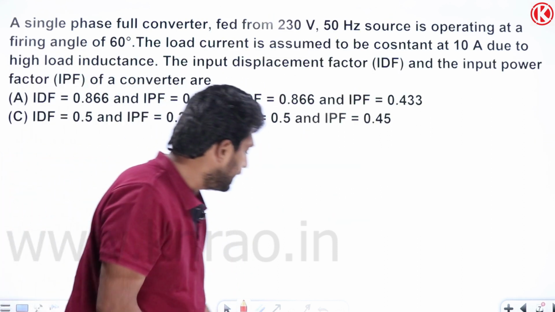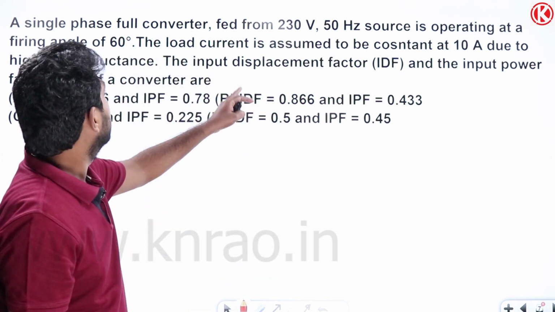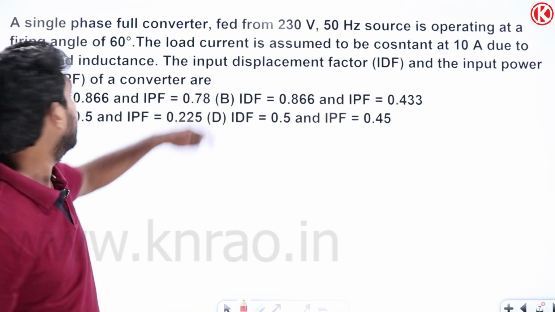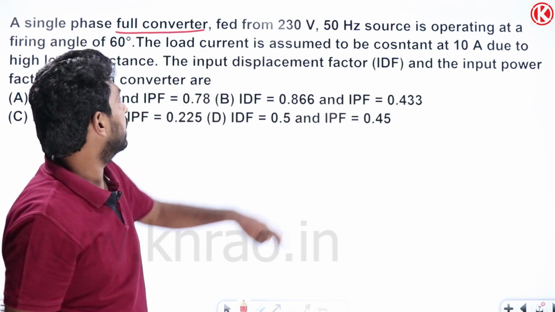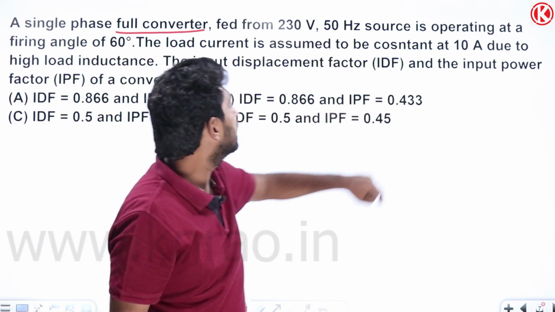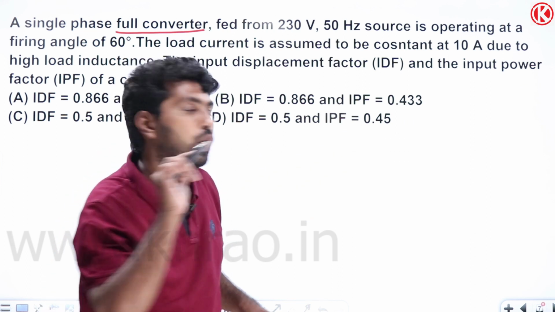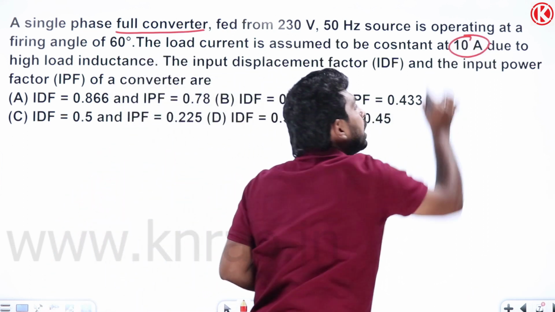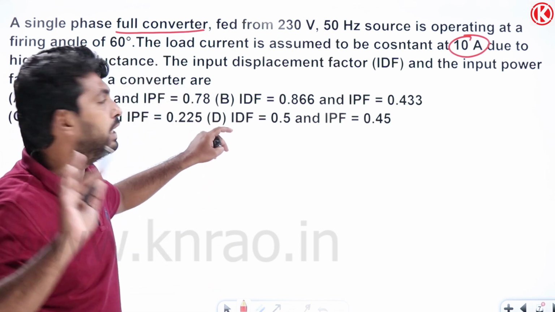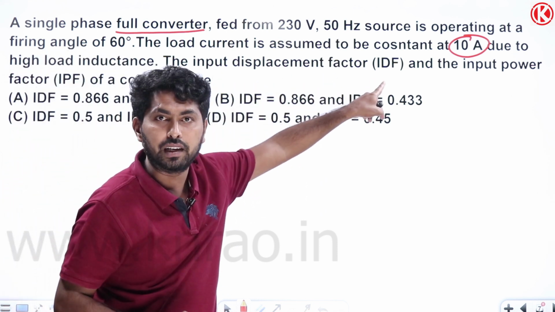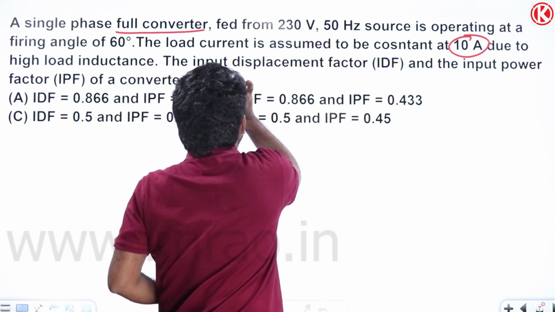So here is the problem. What is this problem? It is a single phase full converter, 230 volts, 50 Hz, and the load current is given as a constant value which is equal to I naught. What we have to find here is the input displacement factor.